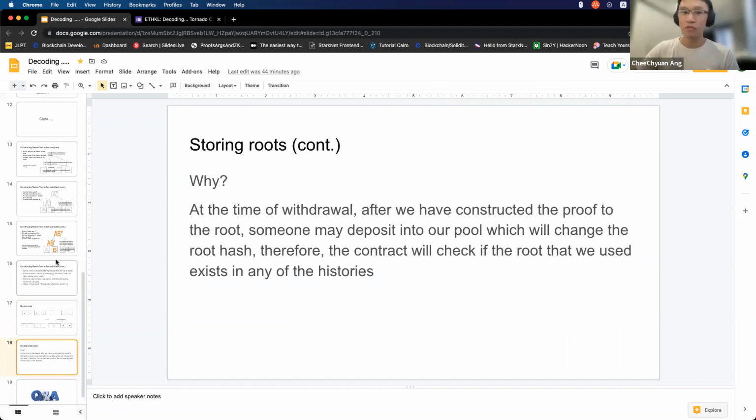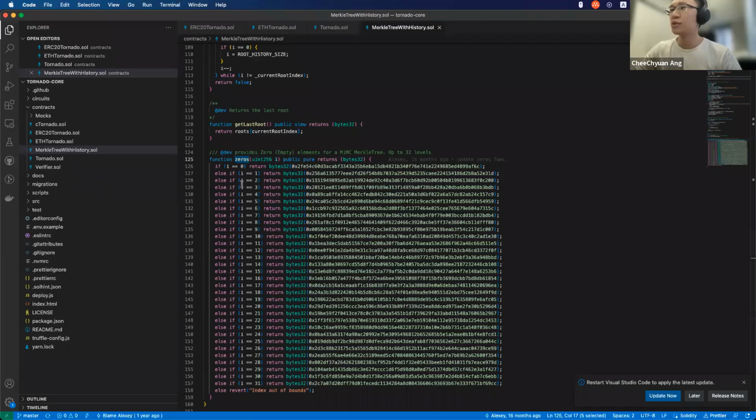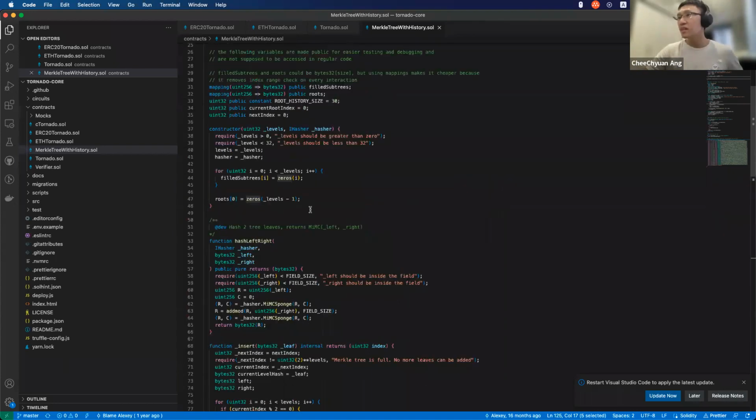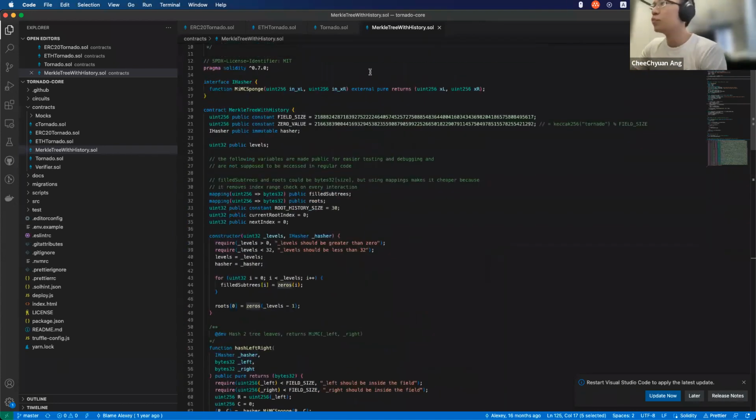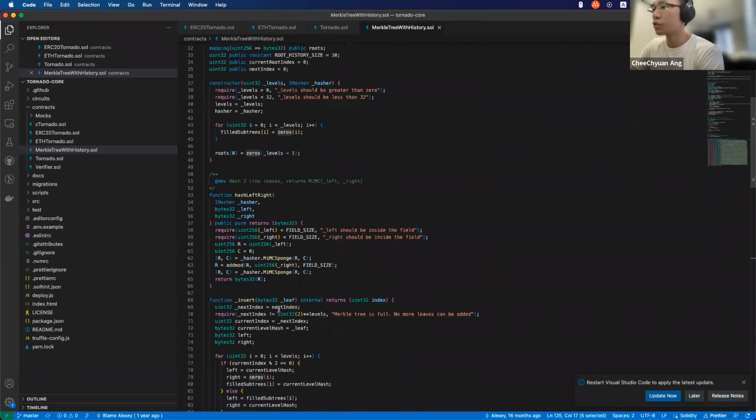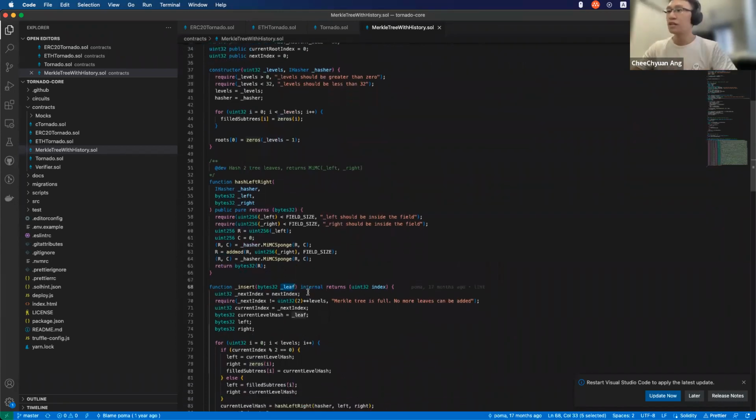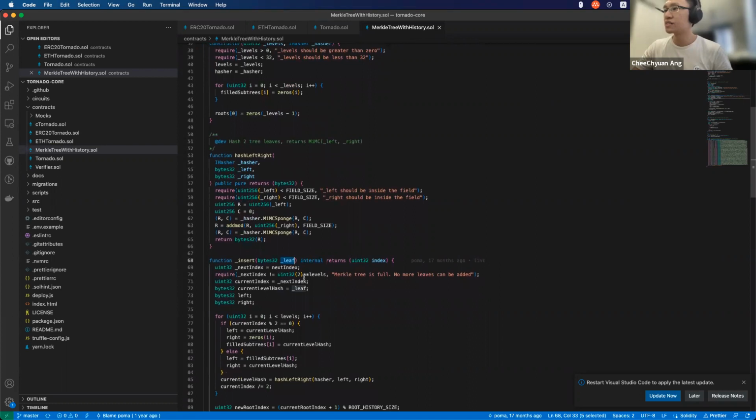So now we have looked into the high-level explanation of how the code works. Let's dive into the actual code. So where was I? Insert. Yeah. So just now we were trying to insert a leaf into the tree, and over here we are checking if the tree is full. Remember that the Tornado Cash Merkle tree is only a fixed size. It cannot have too many deposits, but it's big enough that it can sustain itself for a very long period of time.